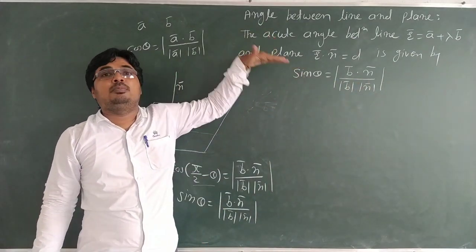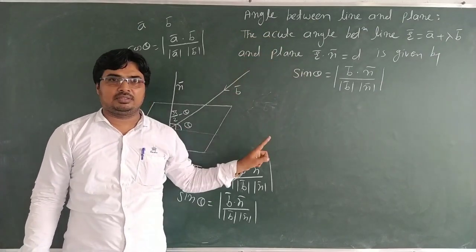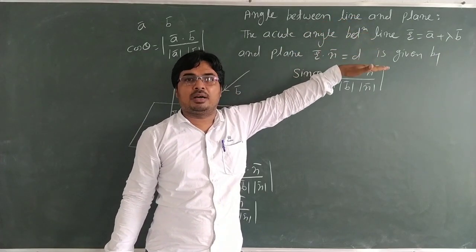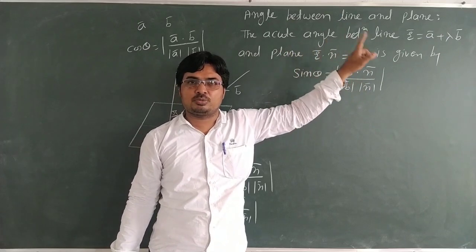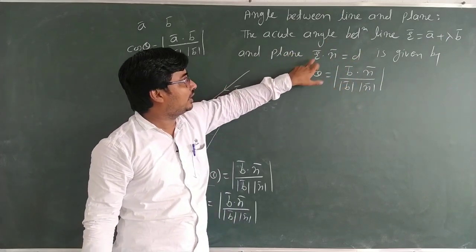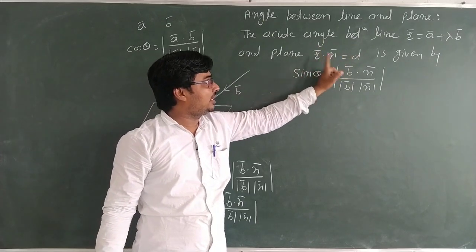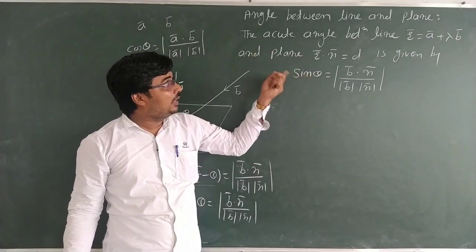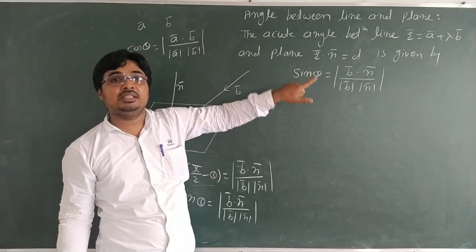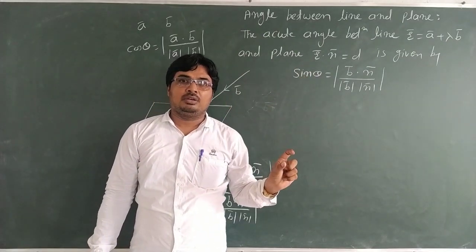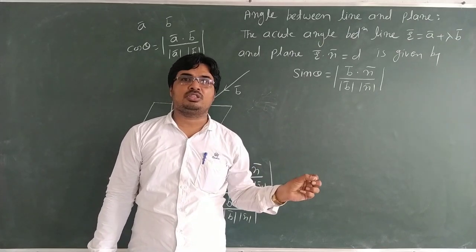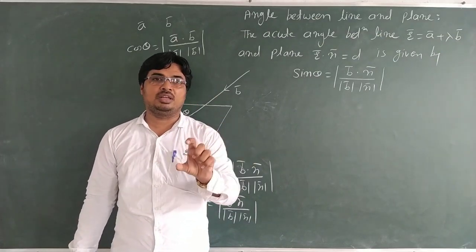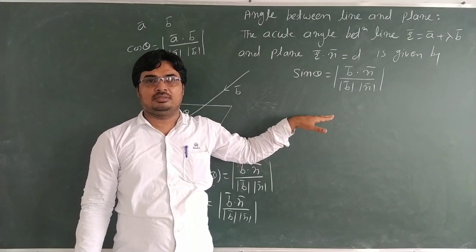Acute angle between line and plane means acute angle between the vector which is parallel to the line, b bar, that means the direction ratios of the line are the components of the vector b bar, and the normal to the plane. Angle between b bar and n bar, it is theta. Now see carefully, angle between line and plane we denote by sin theta. Angle between two vectors is cos theta, angle between two lines is cos theta, angle between two planes is again cos theta. But angle between line and plane, it is sin theta.